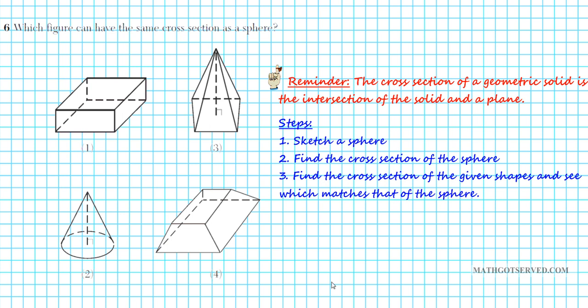All right, so let's go ahead and sketch a sphere. A sphere is just like a ball. So let's say that's the sphere right there. Now, this is a 3D object, okay? It's not just a circle, so it's a 3D object. Now, to determine what the cross-section is, what I'll have to do is I'll slice this sphere with a plane.